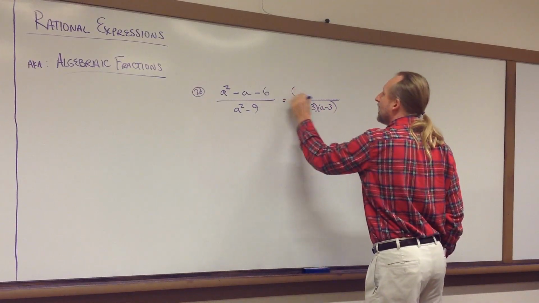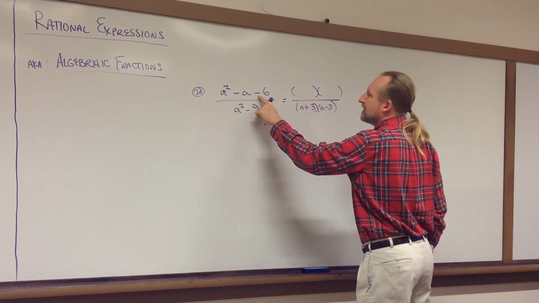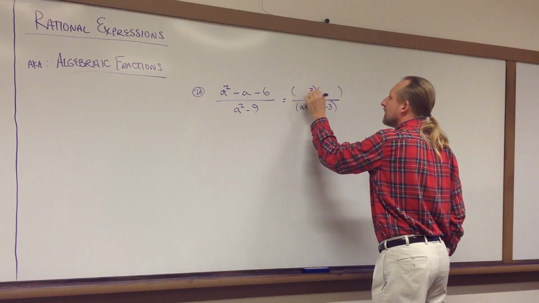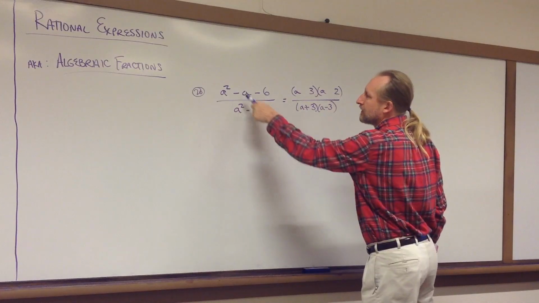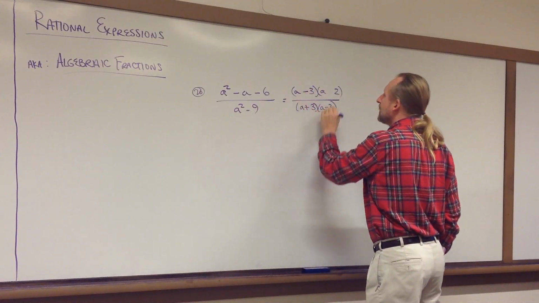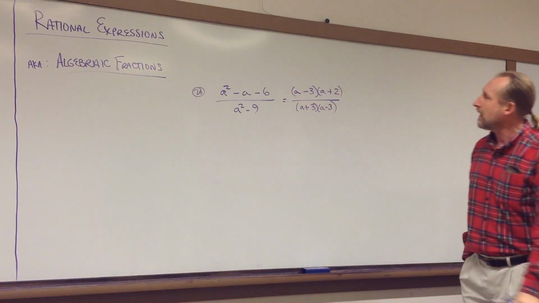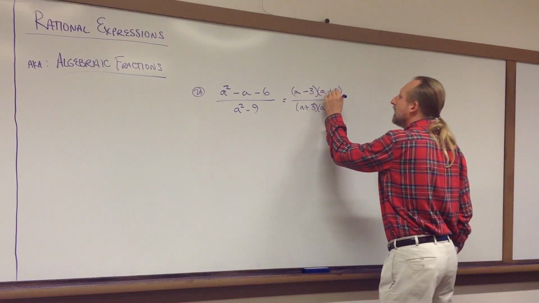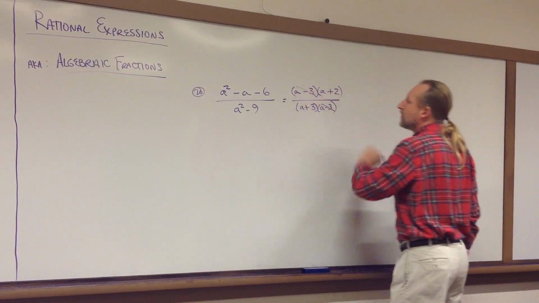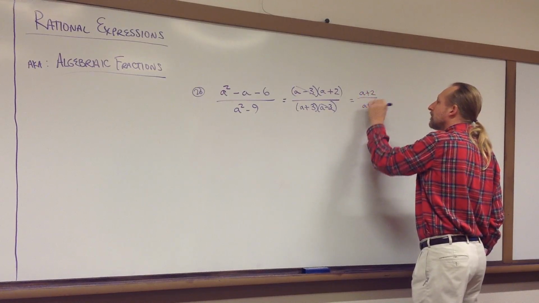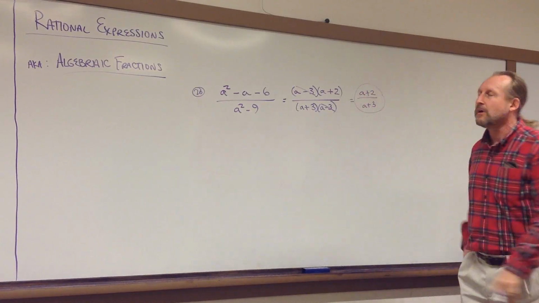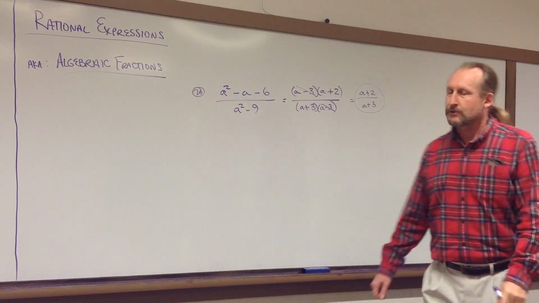Up here we need factors of 6 that have a difference of 1, so that's going to be 3 times 2. And this is a minus 1, so we want the 3 negative and the 2 positive. Okay, now that we've set that up, those cancel each other out. We're left with a plus 2 on top, a plus 3 on the bottom, and that's lowest terms.